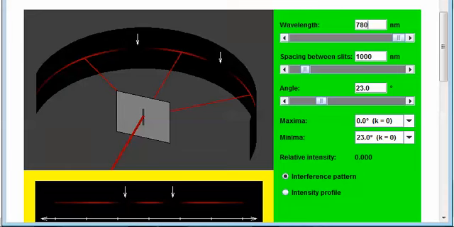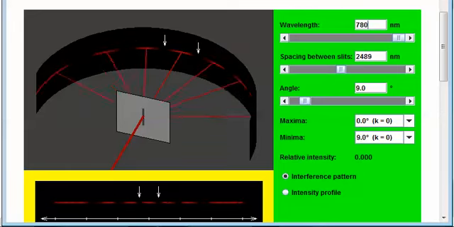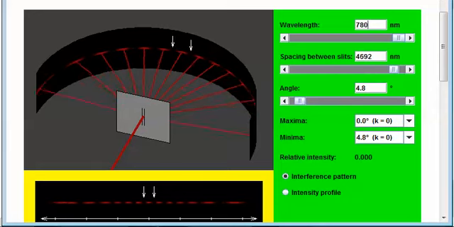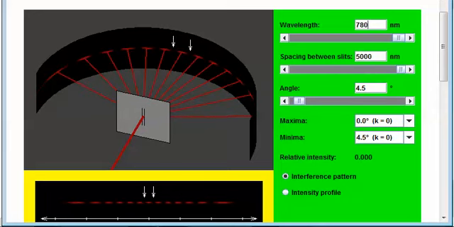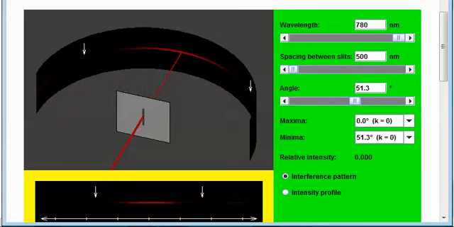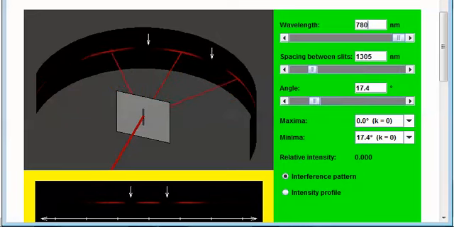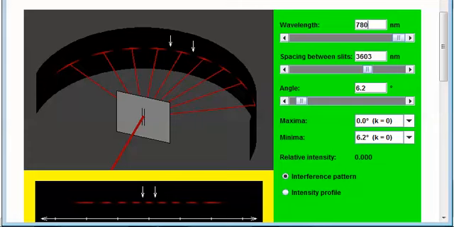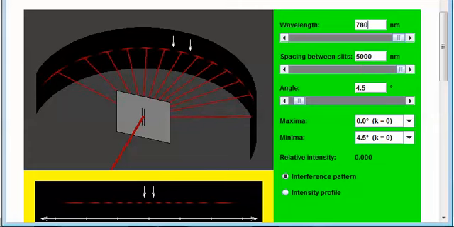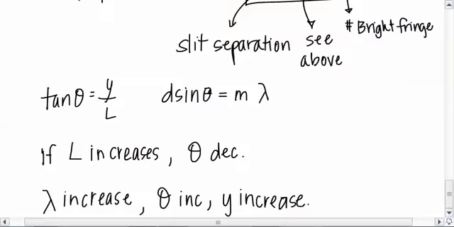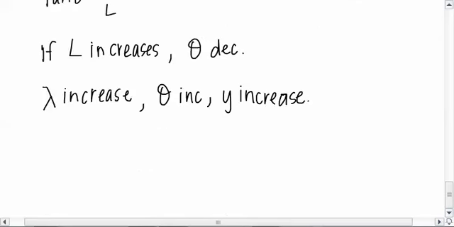Now let's look at the distance between the slits. That's something else we can change. What happens if the distance between the slits is increased? I'll go back down here. It's pretty much one opening right now. We increase the slit separation, and what's going to happen to the angle? It's going to decrease. So if we increase the distance, we decrease the angle.